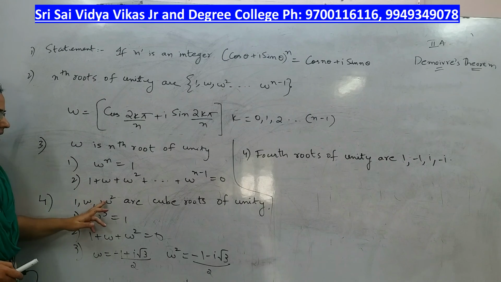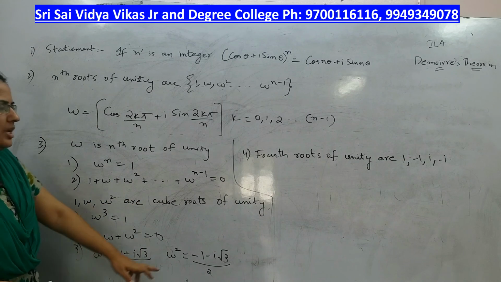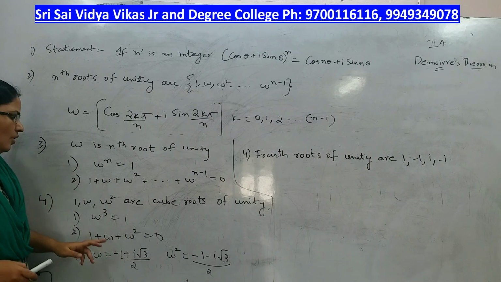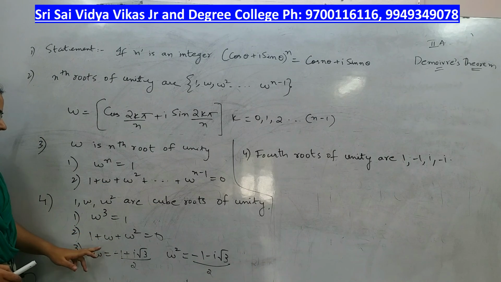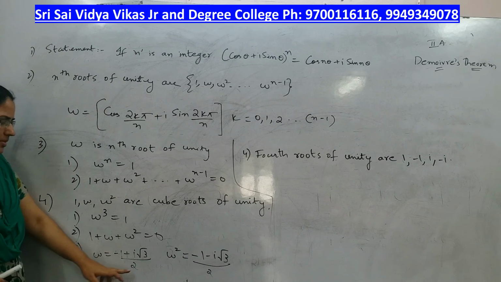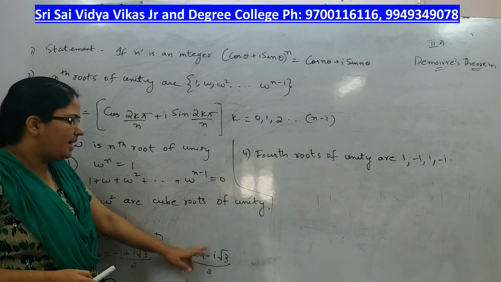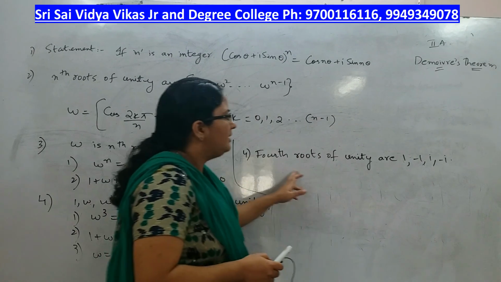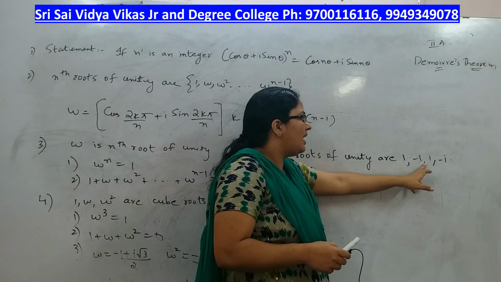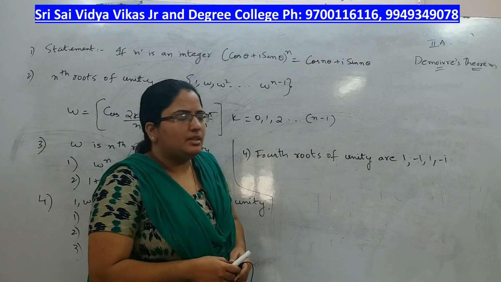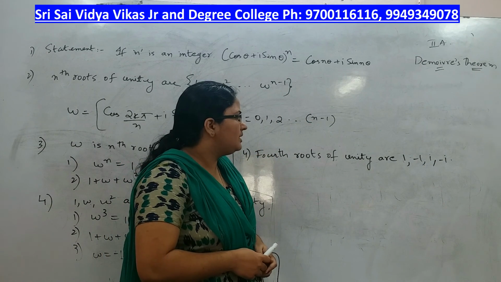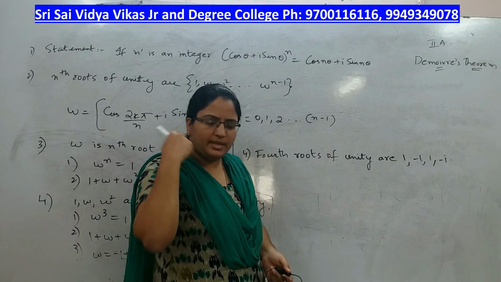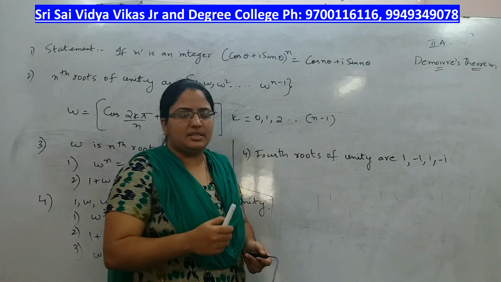If 1, omega, omega square are cube roots of unity, unity means 1. Omega cube is equal to 1. 1 plus omega plus omega square is equal to 0. Omega is equal to minus 1 plus i root 3 by 2. Omega square is minus 1 minus i root 3 by 2. Fourth roots of unity are 1, minus 1, i, minus i. These are about the roots of unity. Next, based on this we shall discuss the problems.